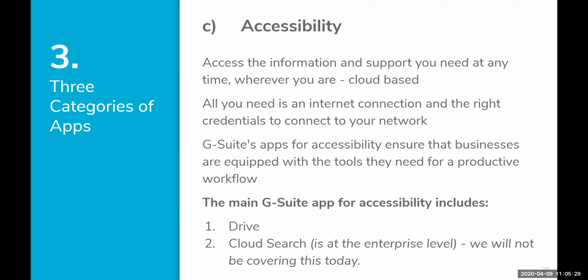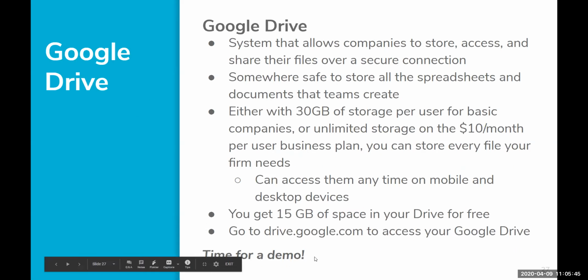So the main G Suite apps for accessibility include Google Drive and then Google Cloud Search. We're only going to talk about Google Drive today because Cloud Search is a little bit more high level, and it's also only available with the enterprise level. So we'll not be covering that today. But what exactly is Google Drive? So Google Drive, think of it like your hard drive on your computer.